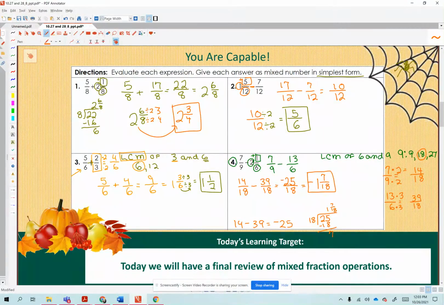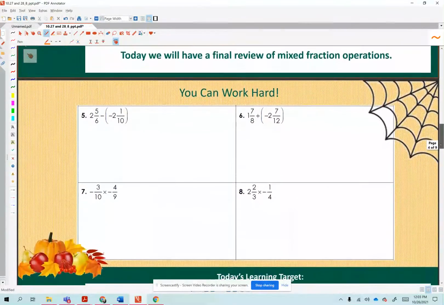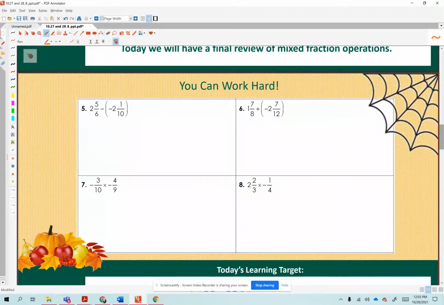All right, let's move on to the next group of 4. In number 5, we are subtracting a negative, okay? This is what we call the not. I cannot not do something. That means I must do it. So the first thing I want to do with this one is rewrite it as addition.